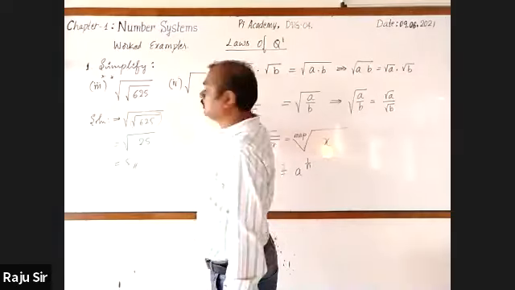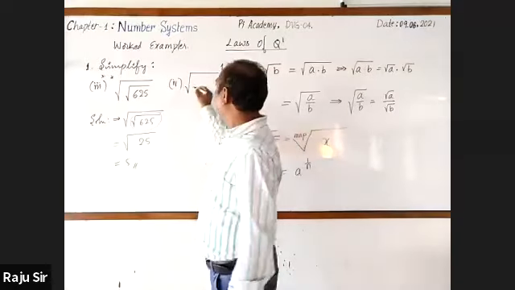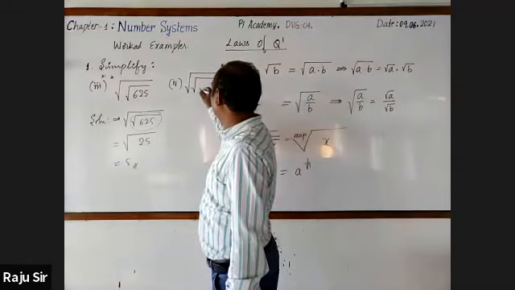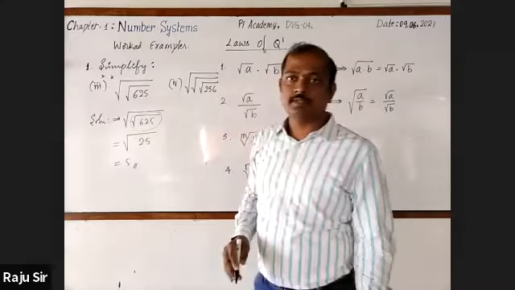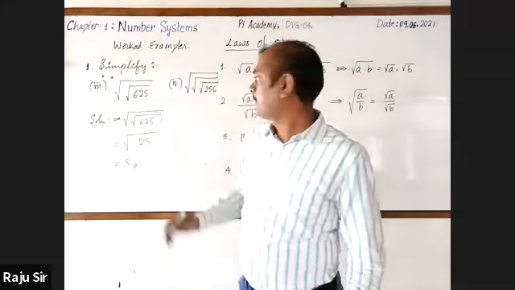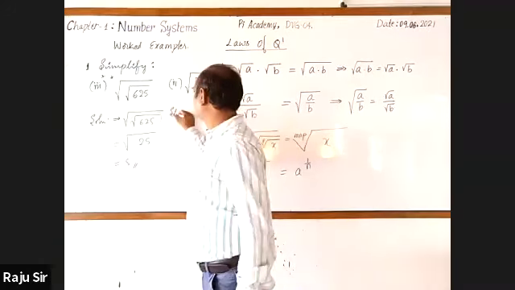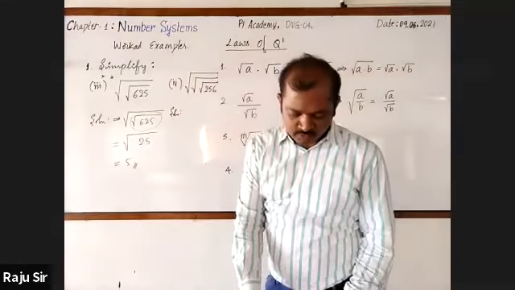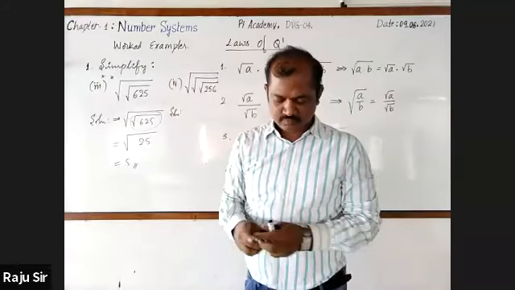Look here. Square root of square root of square root of 256. Go on writing it. Sir, the answer is 2. Good.